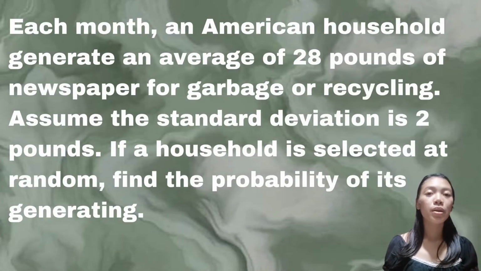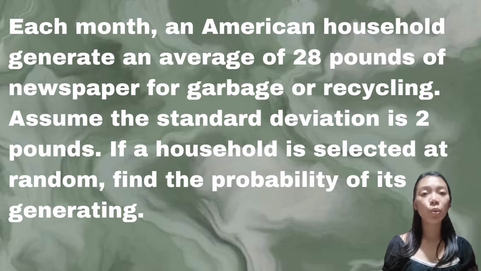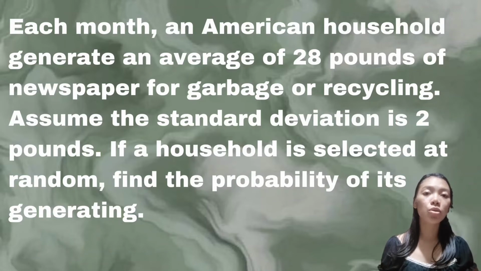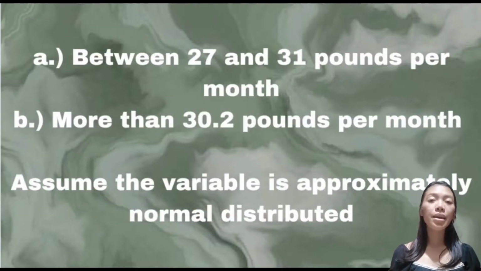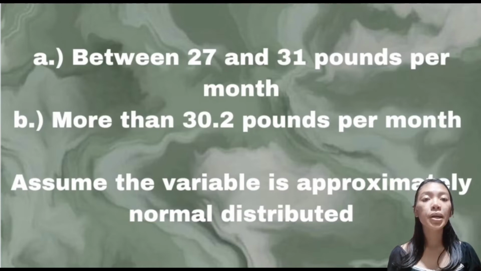Problem number 2. Each month, an American household generates an average of 28 pounds of newspaper for garbage or recycling. Assume the standard deviation is 2 pounds. If a household is selected at random, find the probability of its generating: A. Between 27 and 31 pounds per month. B. More than 30.2 pounds per month. Assume the variable is approximately normally distributed.